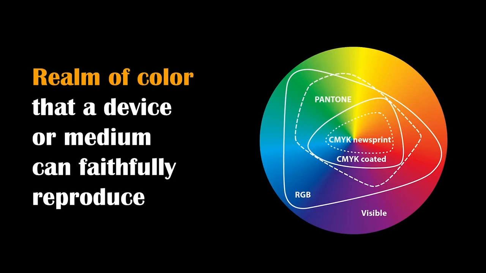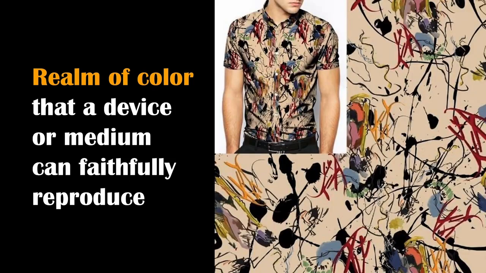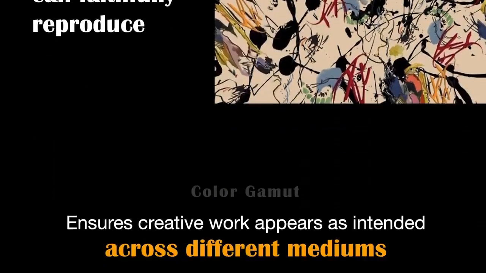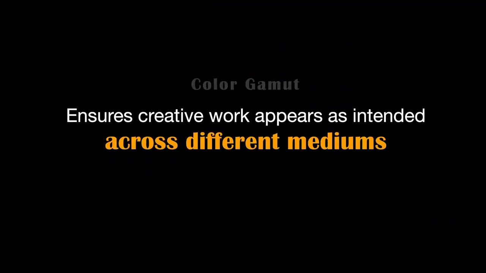It is the realm of color that a device or medium can faithfully reproduce. It's the science behind how accurately colors are represented in various contexts, from digital displays to print. Understanding color gamut is essential for designers as it ensures that their creative work appears as intended across different mediums, offering a consistent and true-to-life visual experience.